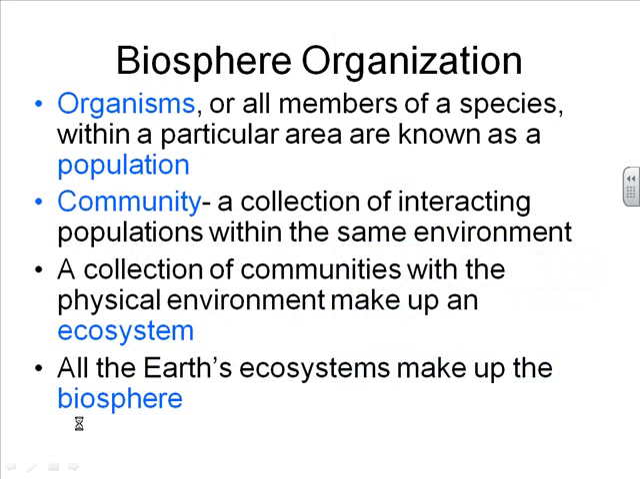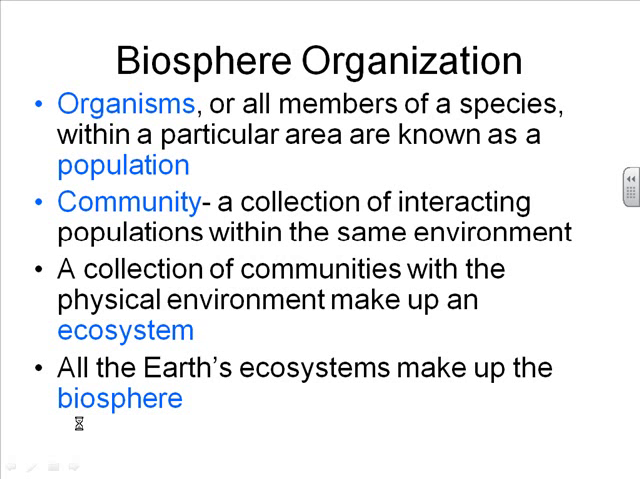So let's flip now and look at the organization of our biosphere. Because we've taken a cell and we've made it into tissues, and our tissues have built upon and made organs and organ systems, all the way until we get to an organism, a member of a species. Organisms are considered all members of a species that are living in a particular area. In a particular area, all of those organisms are called a population.